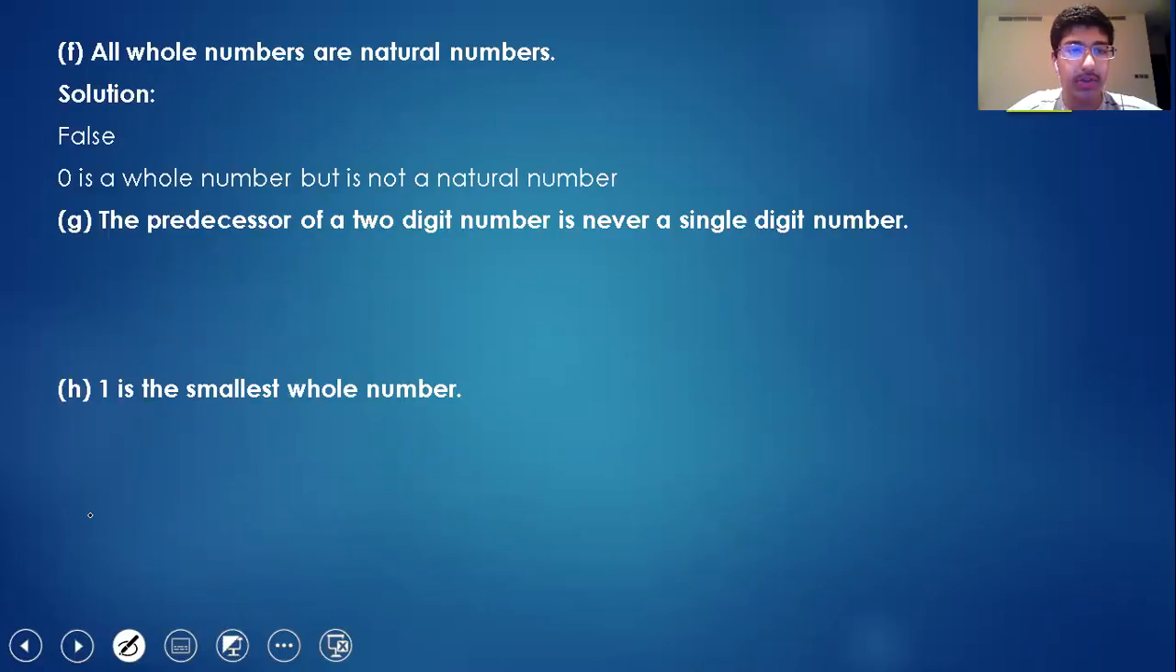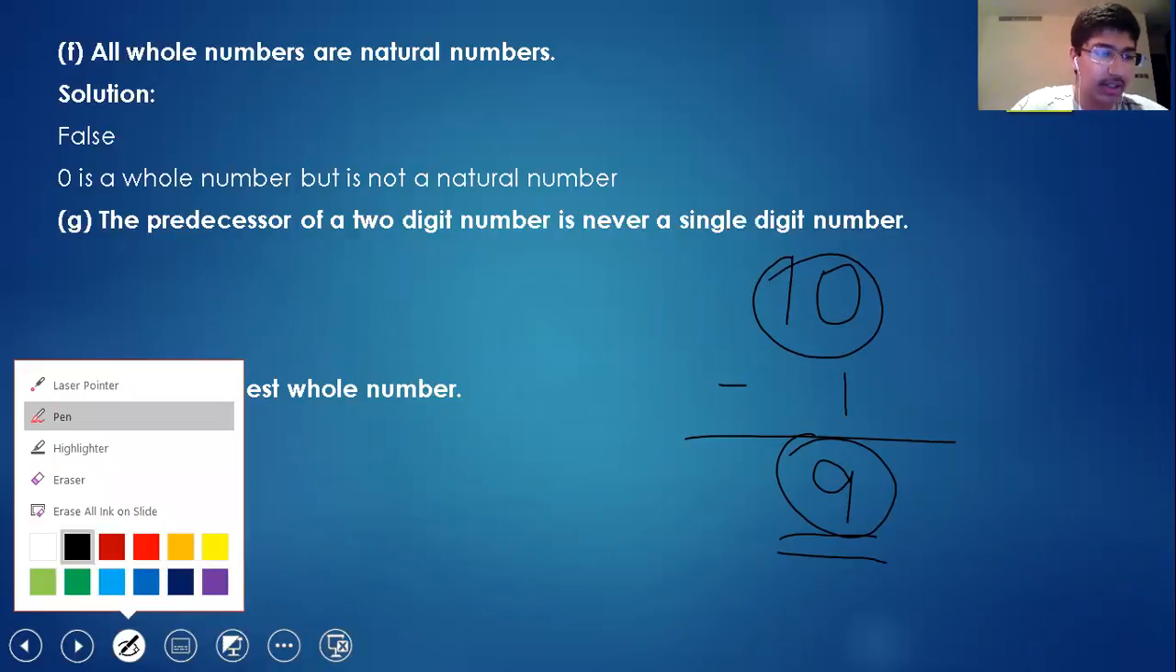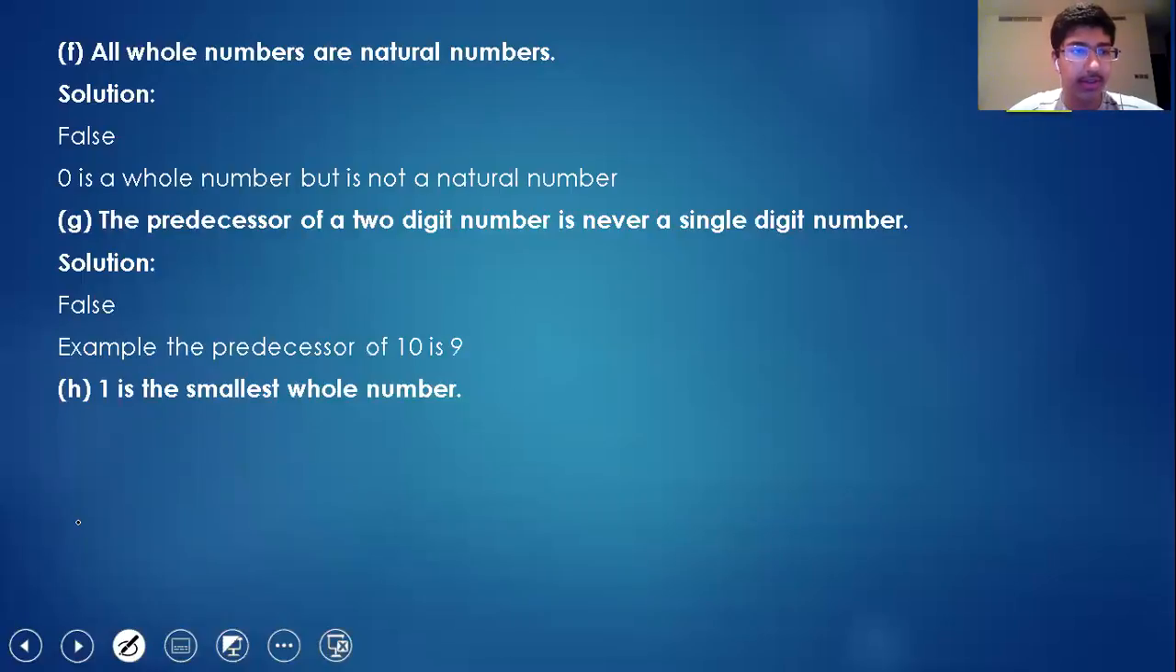The predecessor of a two-digit number is never a single-digit number. Let's take an example. Two-digit number, 10. Predecessor means minus 1. So 10 minus 1 is 9. Correct? So this is a single-digit number. We started off with a two-digit number, so obviously the predecessor of a two-digit number can be a single-digit number. It is possible. So this statement is false.